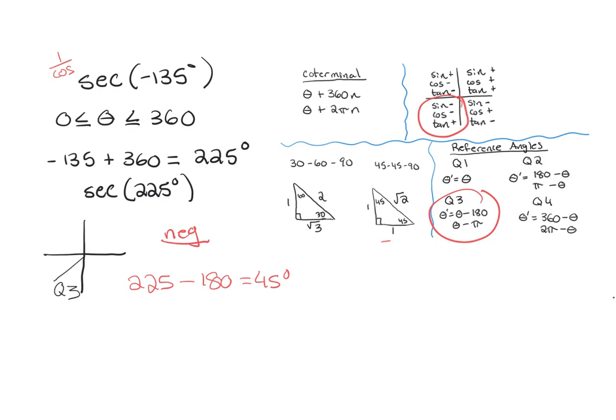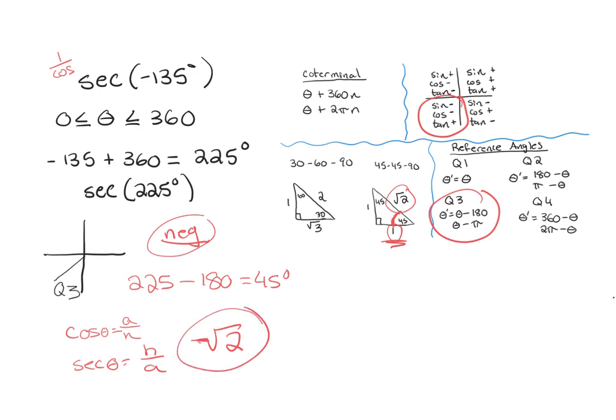So now on this special right triangle, secant, if cosine is adjacent over hypotenuse, then secant is the reciprocal, hypotenuse over adjacent. So of 45 degrees, square root of 2 over 1 is square root of 2, and the answer is negative, so negative square root of 2.